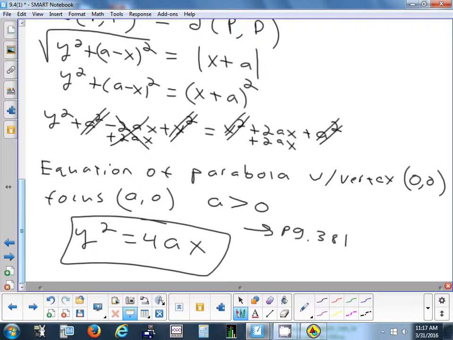Any questions on the equation we just derived? Okay, that's the only one that we're going to do.